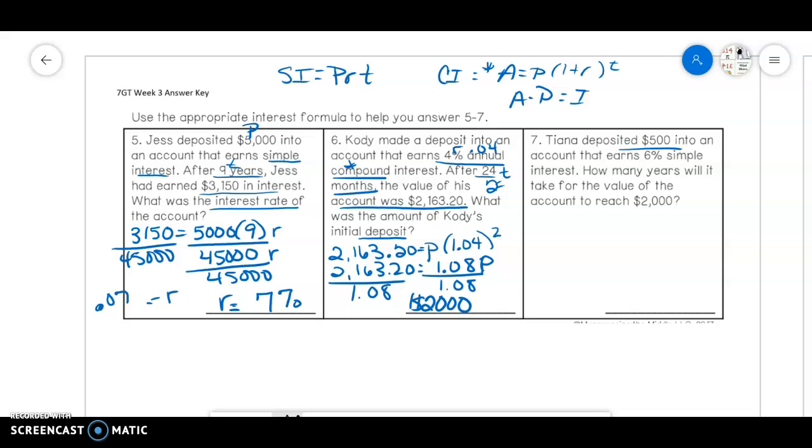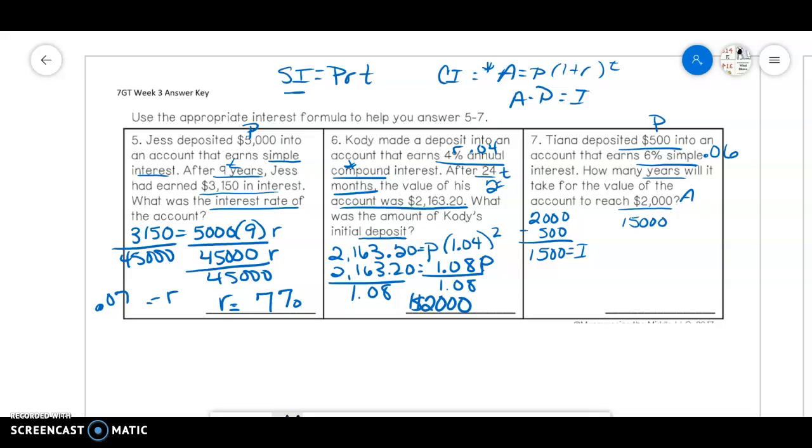Tiana deposited $500 into an account that earns 6% simple interest. How many years will it take for her account to reach 2,000? Some of you struggled with this. This is A. A is not part of our simple interest formula. So we needed to do 2,000 minus 500. So her interest was actually 1,500.